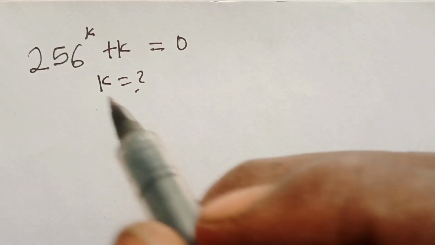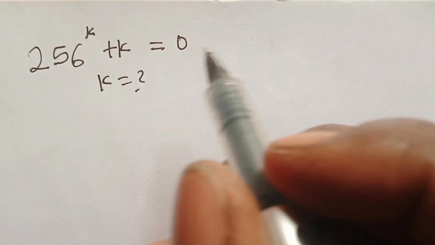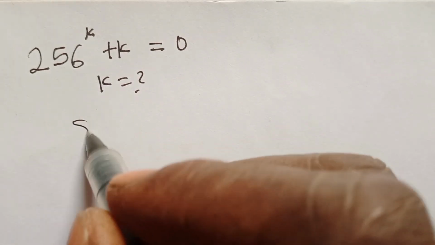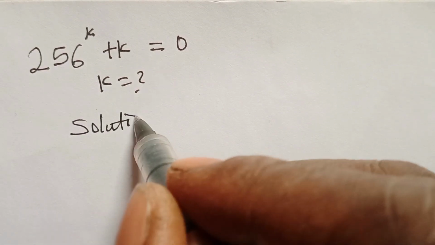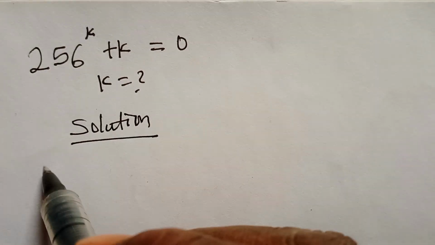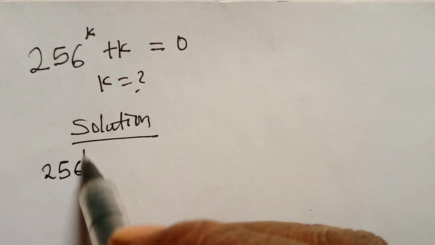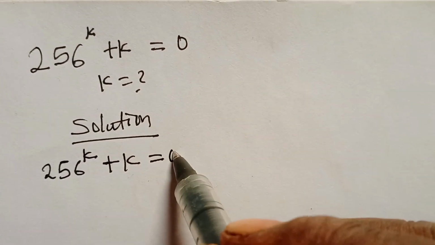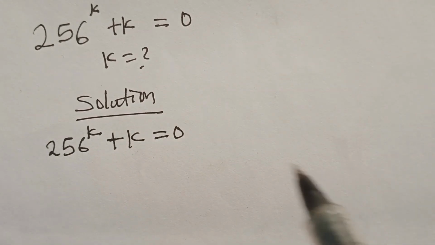Welcome. Today we have 256 raised to power k plus k equal to 0. We are asked to find the value of k. Let's get started. Solution. So 256 raised to power k plus k is equal to 0. We are asked to find the value of k.